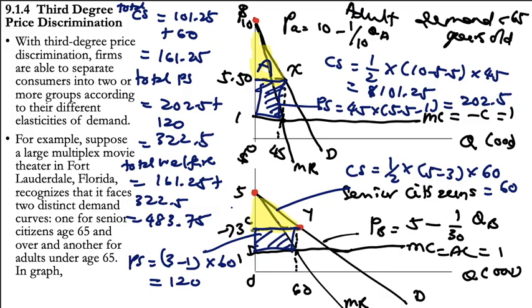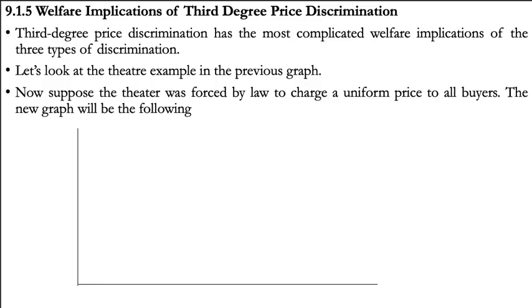Now, what if we have a single price instead of discrimination in terms of price? If we have a single price, then I have to show you the combination of the graph here. Let's say after discrimination, regulation suddenly changes, and the movie theater owner is ordered to charge a uniform price to all buyers, regardless of whether you are an adult less than 65 or not.